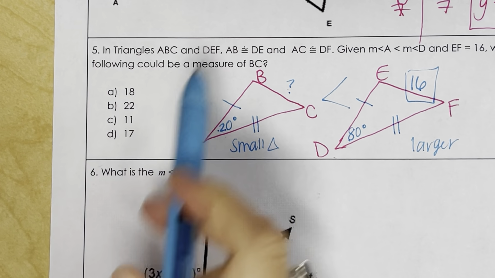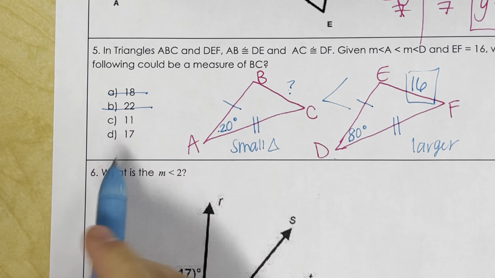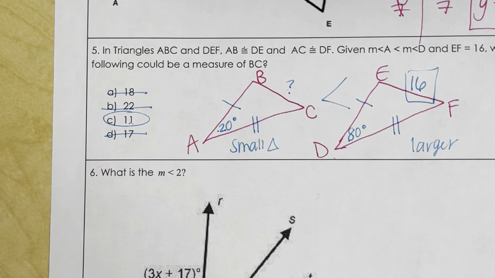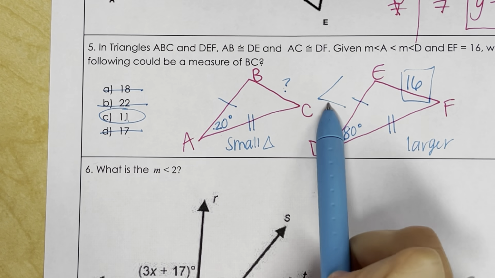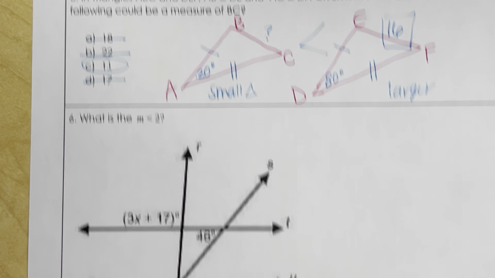So if I come over here, 18 does not work, that's bigger. 22 is bigger, 11 is less than, and then 17 is bigger. So my answer is 11. I'm picking the one that is less than this one because this is my larger triangle.